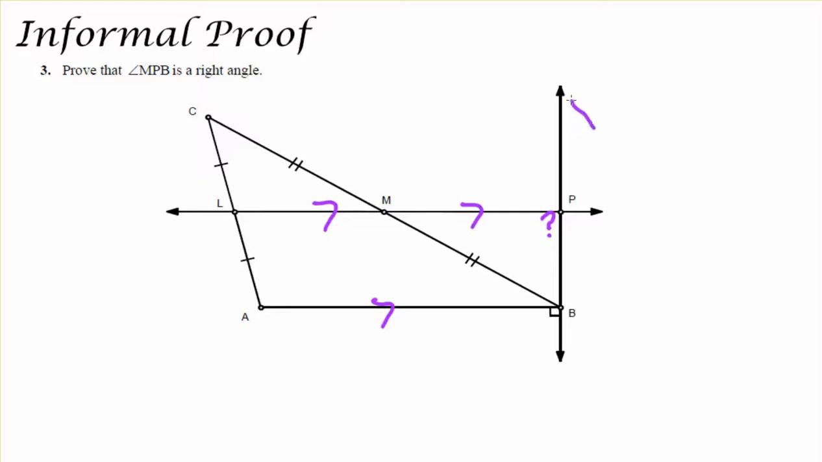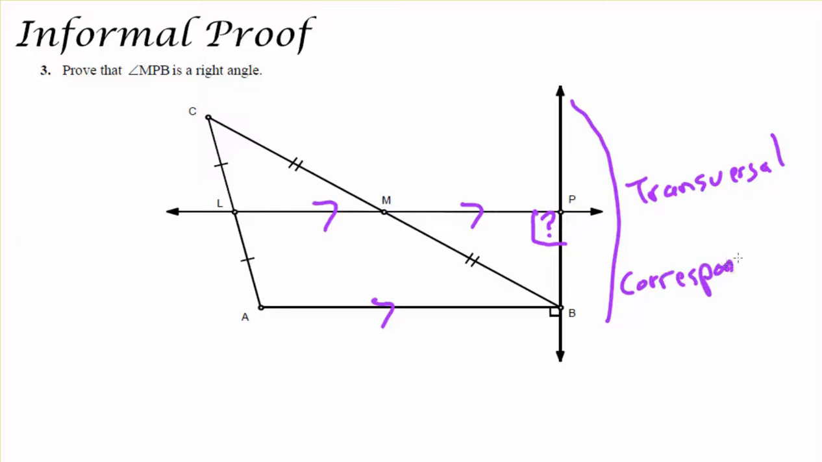And because it's parallel all the way through, that means that this line PB acts like a transversal that is crossing over parallel lines. And because those lines are parallel, these two angles must both be the same and they must both be right angles because they are corresponding angles in this set of parallel lines.